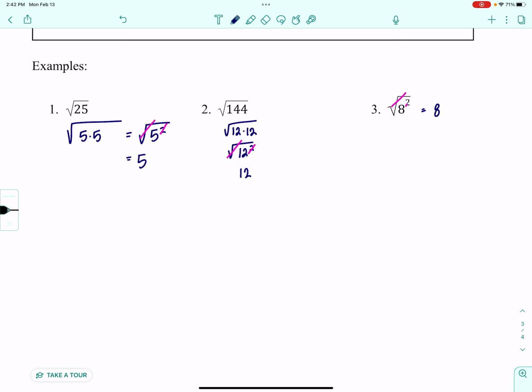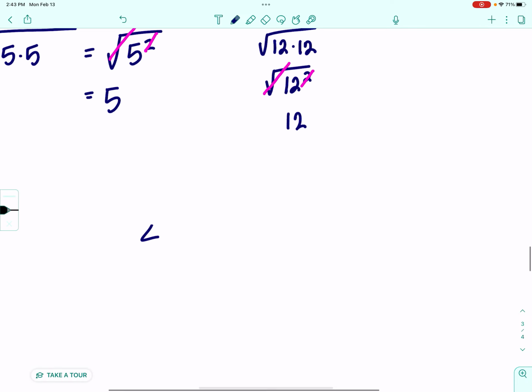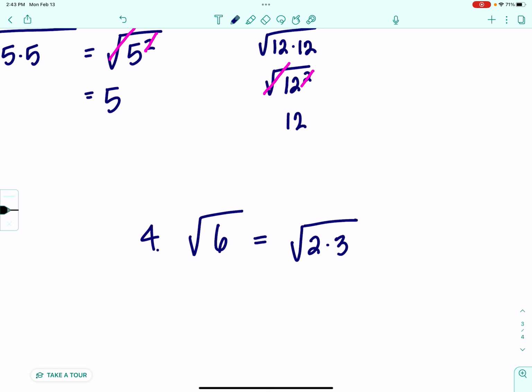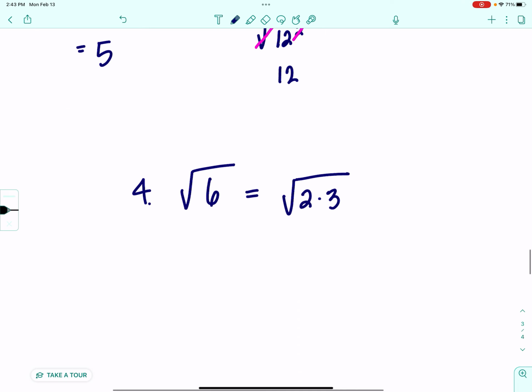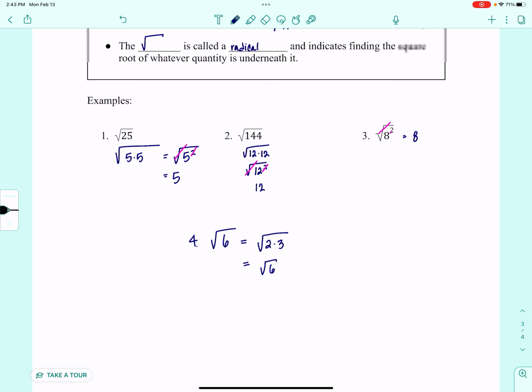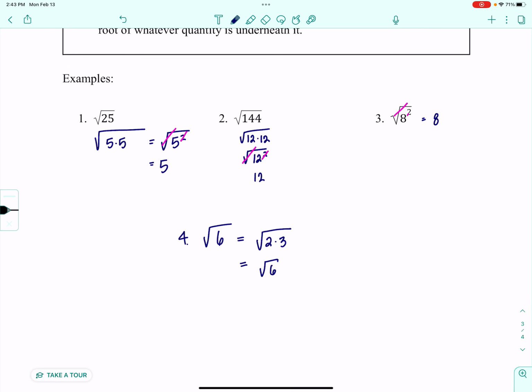If you were given maybe the square root of 6, right now, we could factor it into 2 times 3. I don't have a product of identical factors. So that means we would just leave it as the square root of 6. That is the end of a very brief lesson over exponents and square roots.